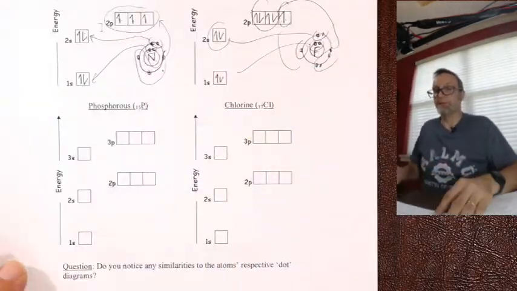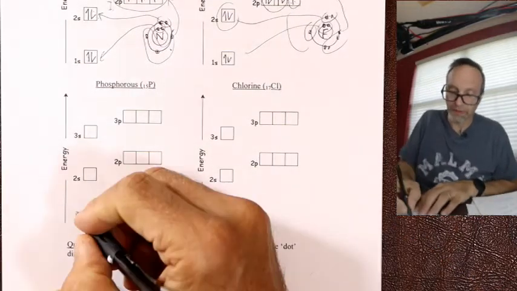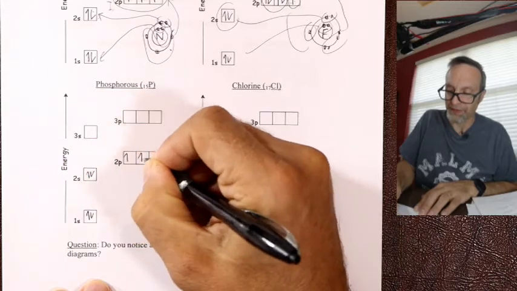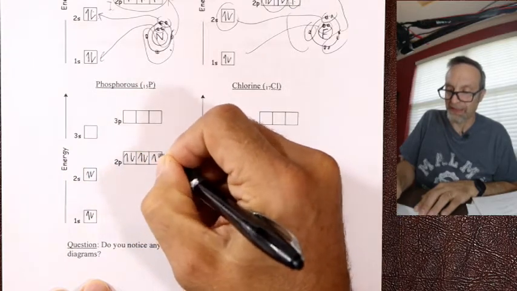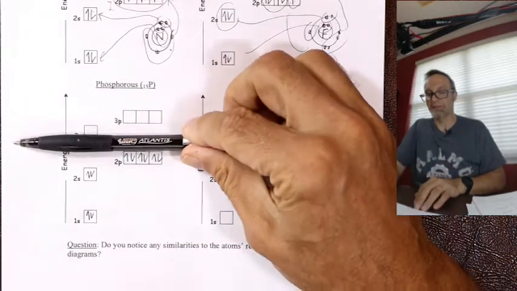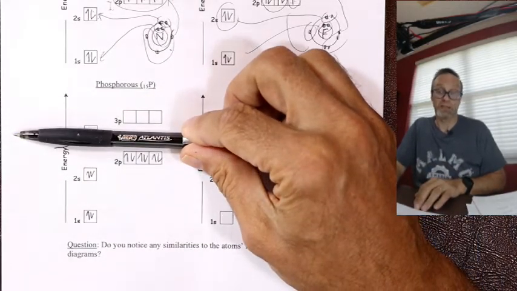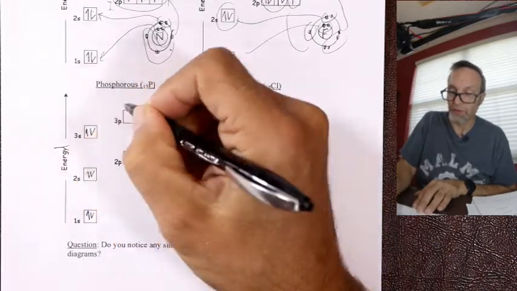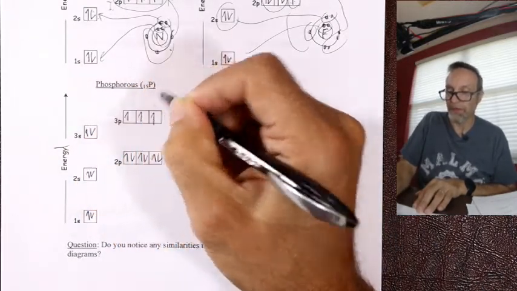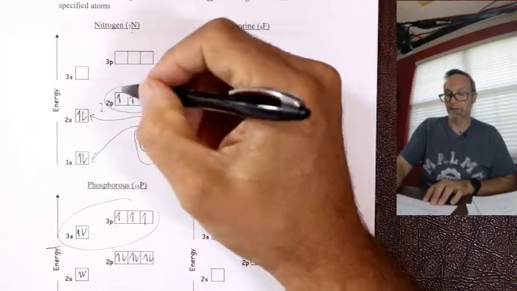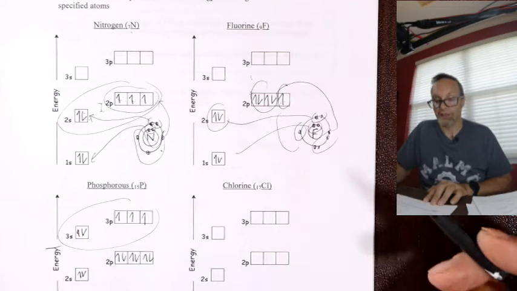So 15 for phosphorus, right? 1, 2, 3, 4, 5, 6, 7, 8, 9, 10. That would be neon, right? If you think about it, I filled layer 2. That's neon, end of the second row. Right? So 10 and then 5 more. 1, 2, 3, 4, 5. Look at its valence layer compared to nitrogen. It's the same, right?